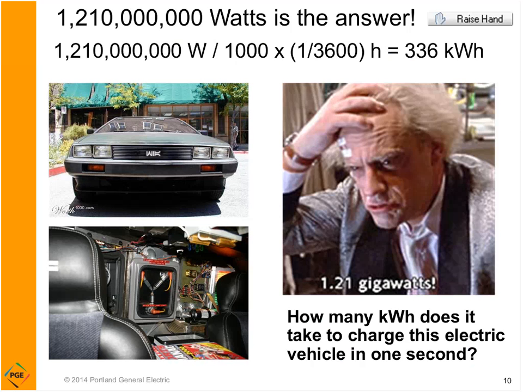We can apply our formula. We take our watts, we divide by 1,000, times the number of hours. And in this case, 1 second would be 1/3600th of an hour. So it takes 336 kilowatt hours per trip in the time machine DeLorean from Doc Brown. If you were paying, say, residential rates of 10 cents a kilowatt hour, this vehicle is about $33.60 per trip. That is a very reasonable price, I think, for being able to travel anywhere, anytime.